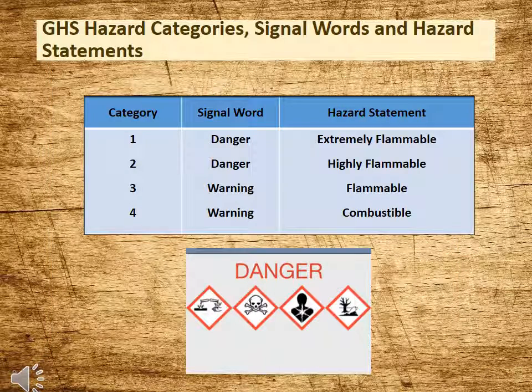Now the GHS hazard categories, signal words, and hazard statements. There are 4 categories. For Category 1, the signal word is danger, and the hazard statement is extremely flammable. Category 2, the signal word is danger, and the hazard statement is highly flammable. Category 3, the signal word is warning, and the hazard statement is flammable. And Category 4, the signal word is warning, and the hazard statement is combustible.